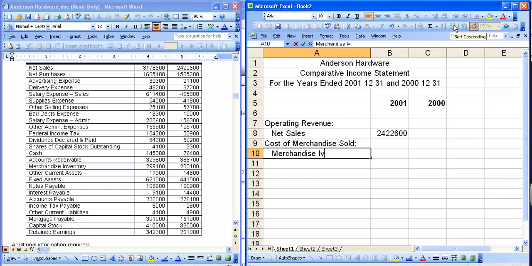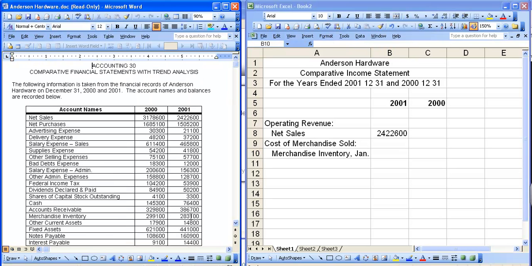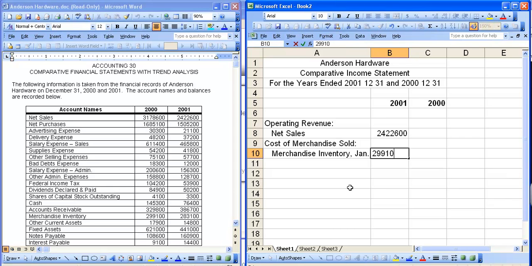The first thing we need is merchandise inventory for January. When we think about merchandise inventory for January, if we're looking at the year 2001, the numbers given to you over here where it has merchandise inventory, this is for the end of 2001. So the merchandise inventory at the beginning of 2001 is going to be the same as the merchandise inventory at the end of 2000. Okay, so we have 299,100. And if you look in your example notes, it does say end of 2000 beside that.